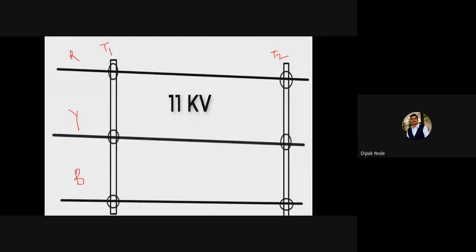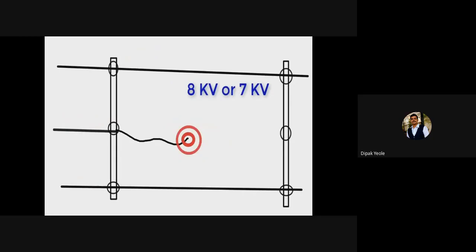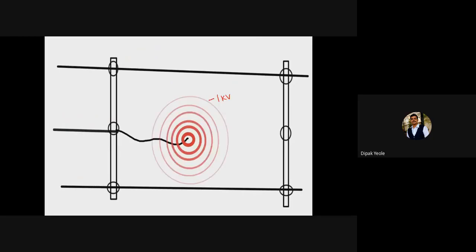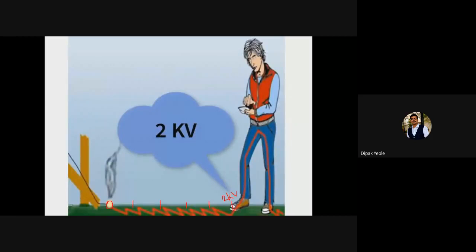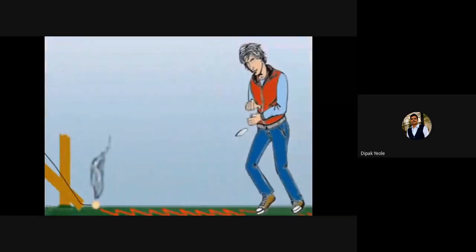So this is 11 kilovolt. Suddenly the conductor broke. We don't know how it broke, but there is a possibility of voltage developing around this conductor. So the person who is not taking care of himself is watching the messages inside the mobile. So one foot came in contact with 2 kilovolt, and one foot came in contact with 1 kilovolt. So obviously he will get a shock and he will fall down.